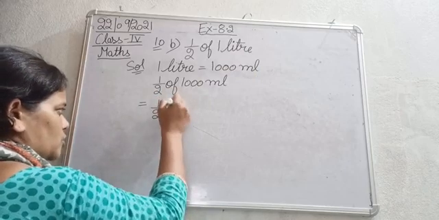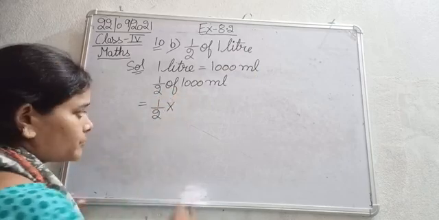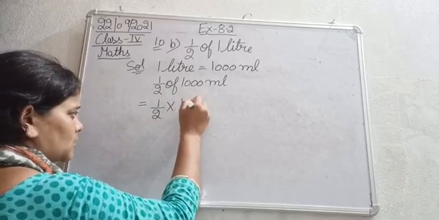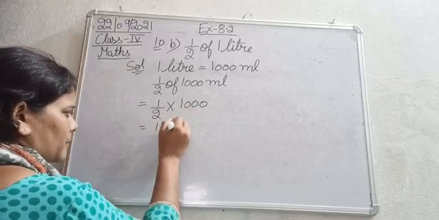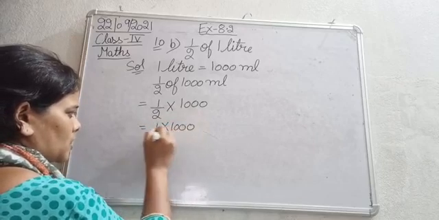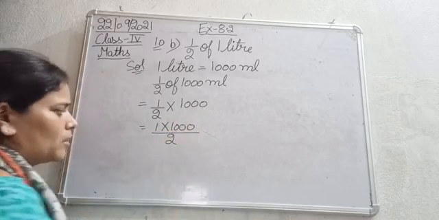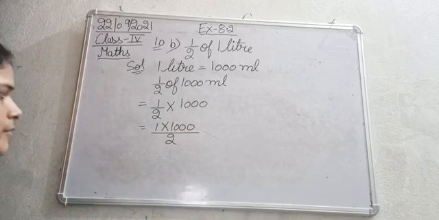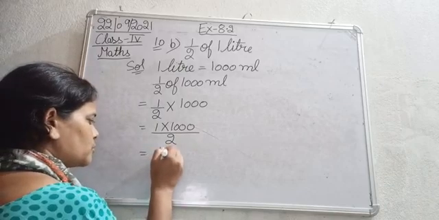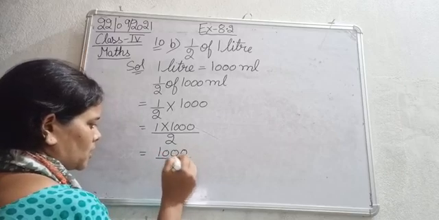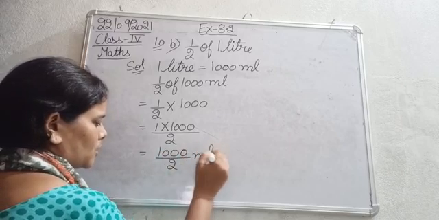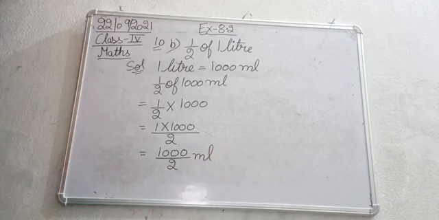Half of will change into the sign of multiplication. 1000 will be as it is. So let's multiply 1 with 1000 divided by 2. So 1 multiplied by 1000 is equal to 1000 divided by 2 milliliters. After multiplying 1 with 1000, we got 1000 upon 2 ml.